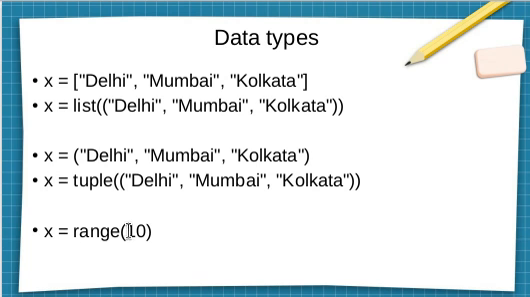Range is declared as range of 10. So it will start from 0, end before 10 and increase by 1. We can mention the initial value and the increment value also, but this is the simplest way to declare it, to assign a value of type range.